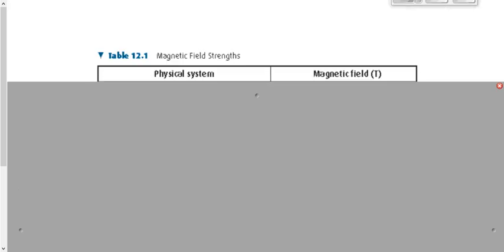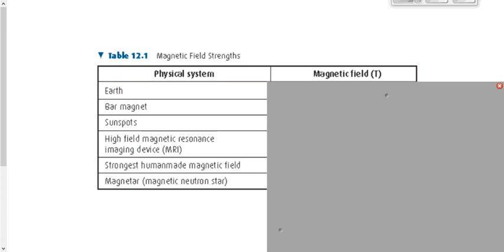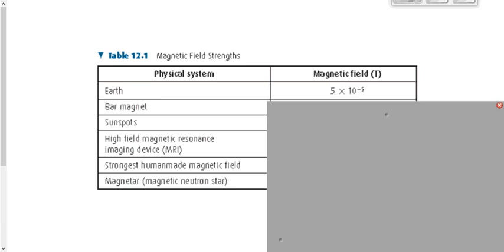This page is just designed to provide us with a little reference as to what various strengths of magnetic fields can be. We're just comparing the Earth's magnetic field strength to human-made magnetic field strength, bar magnets, magnetic neutron stars, and so on. The Earth's magnetic field varies, in some cases quite dramatically, depending upon where you are on Earth, but on average, it's about 10 to the minus 5 Tesla. That's a weak magnetic field.